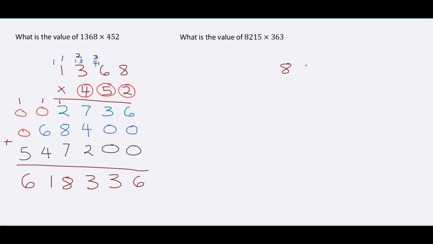Now finally, we have 8215, 8215 multiplied by 363. So we're going to start multiplying from the right hand side. And so we have 5 multiplied by 3, that's 15. We're going to write a 5 and carry up a 1. 1 multiplied by 3, that's 3 plus 1, we have 4. 2 multiplied by 3, we have 6. 8 multiplied by 3, we have 24.